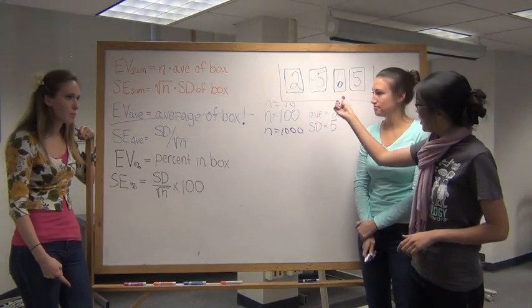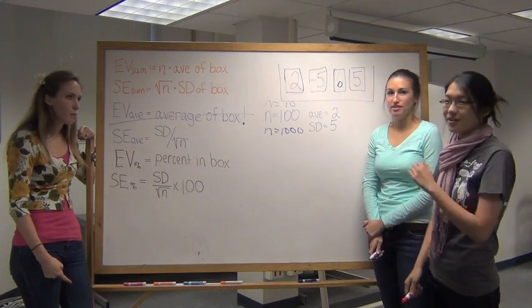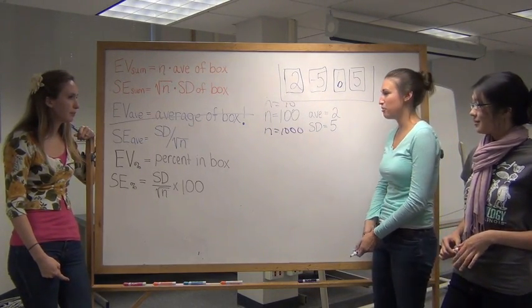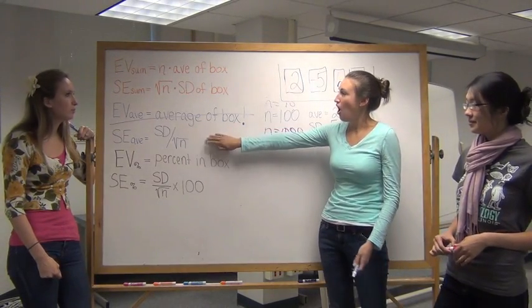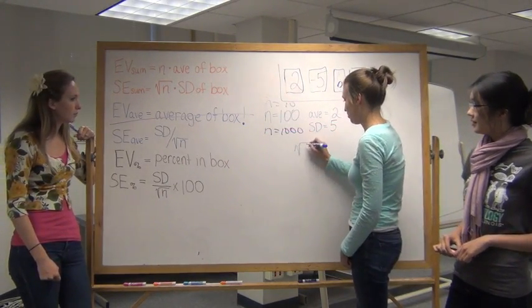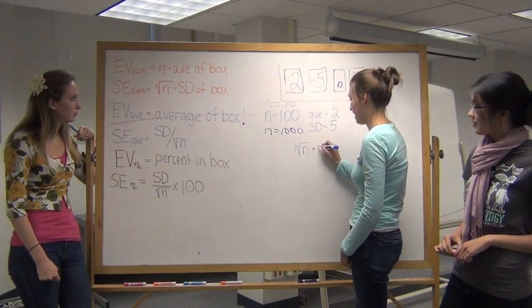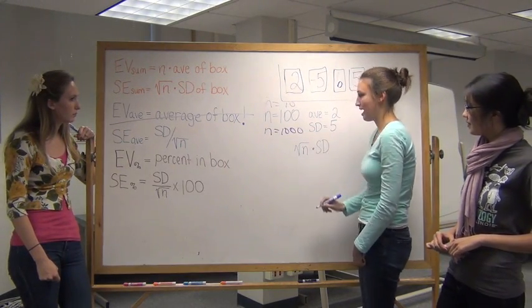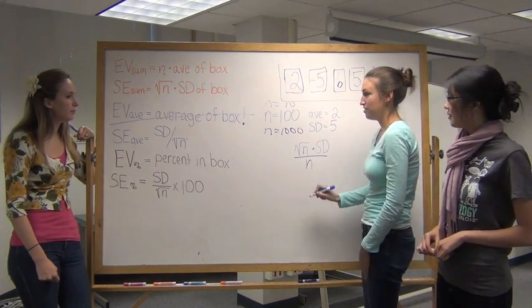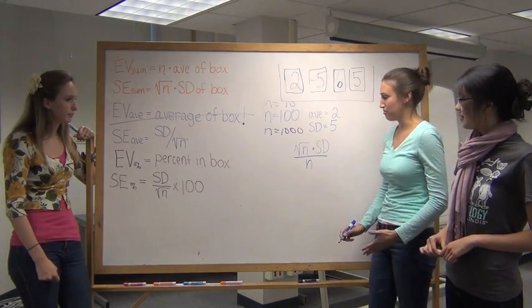Just add up each ticket, right, and then divide by the total number of tickets. Right, exactly, and divide by the total number of tickets. I think that's the important part. So here, all we're doing is taking that SE of the sum formula, which is the square root of n times the SD of the box, and dividing by n, the number of times that we're drawing from the box.